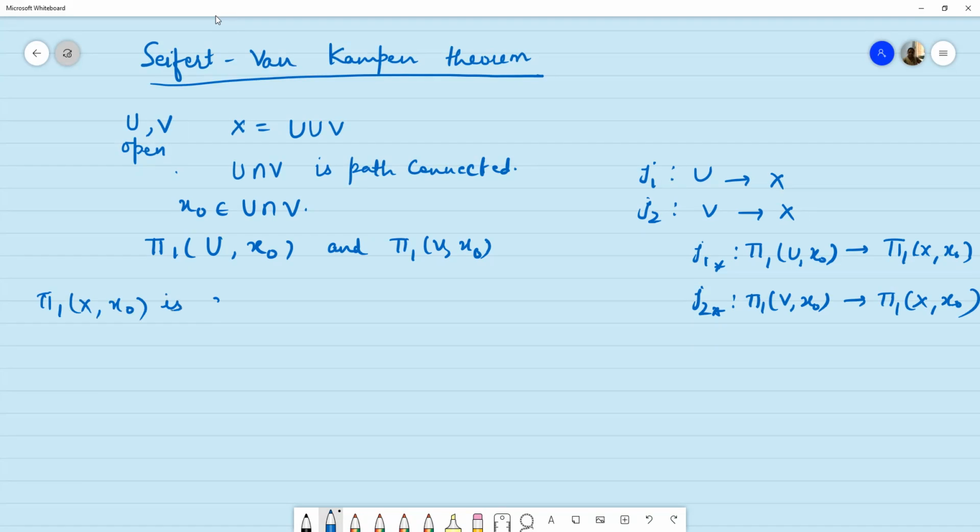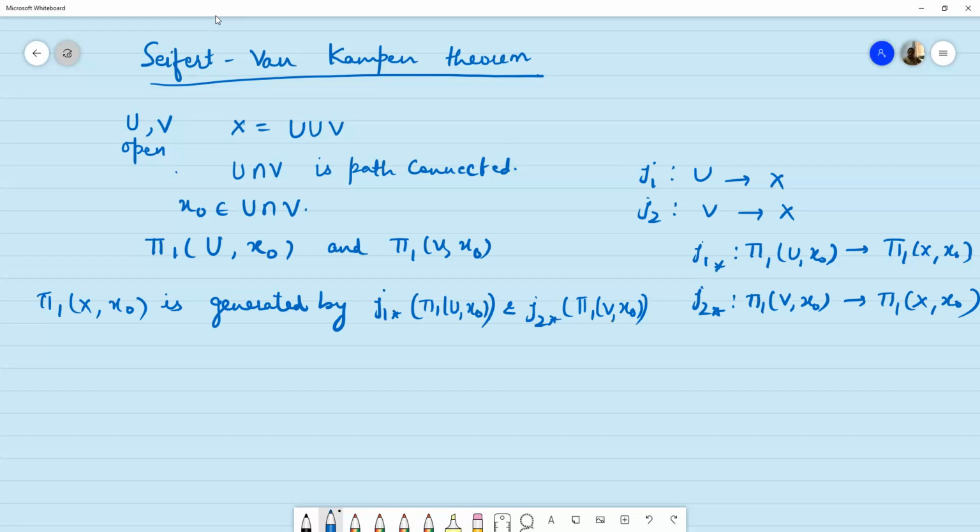which means we can say that pi1 X x naught is generated by the image of J1 star, means J1 star of pi1 U x naught, and the image of J2 star, means J2 star of pi1 V x naught. So pi1 X x naught will be generated by these two groups, which means every element of pi1 X x naught can be written in terms of a finite number of elements of these two groups.